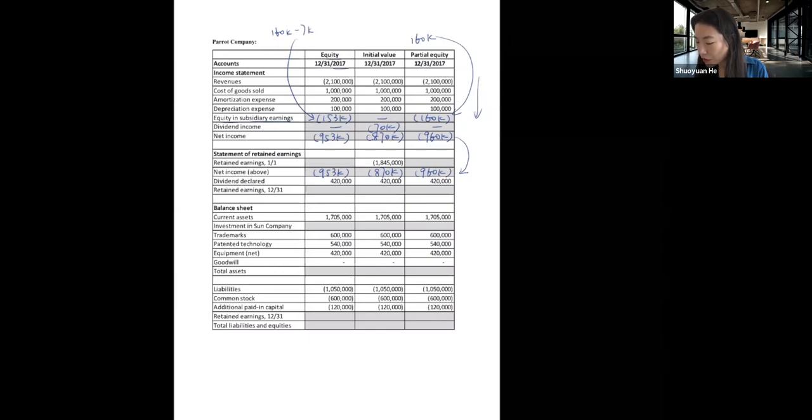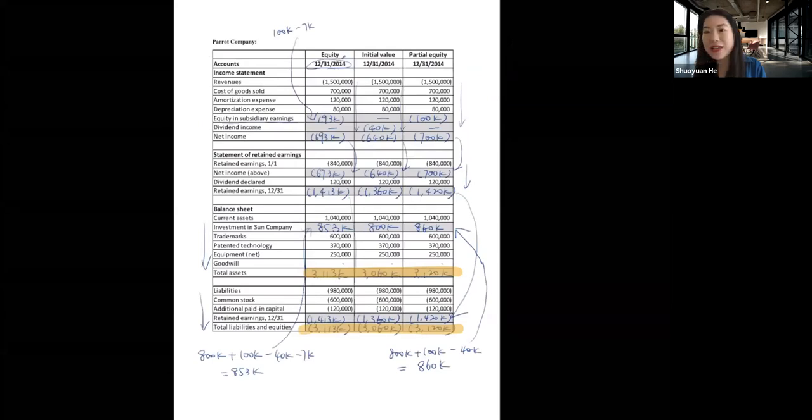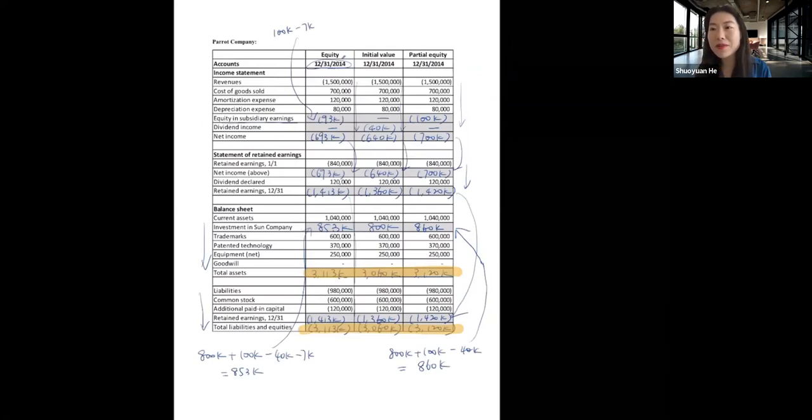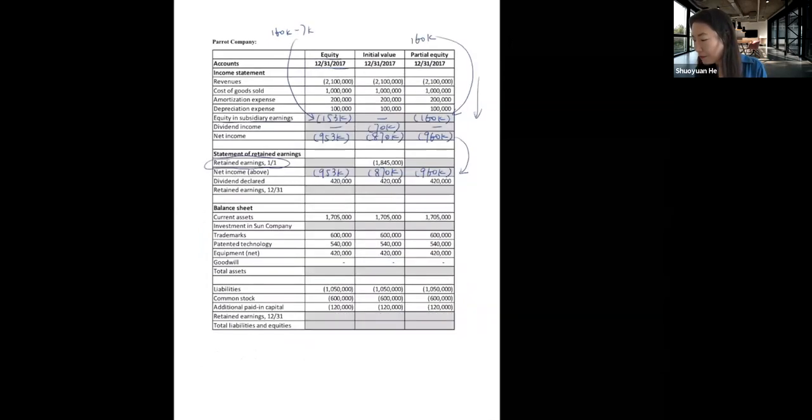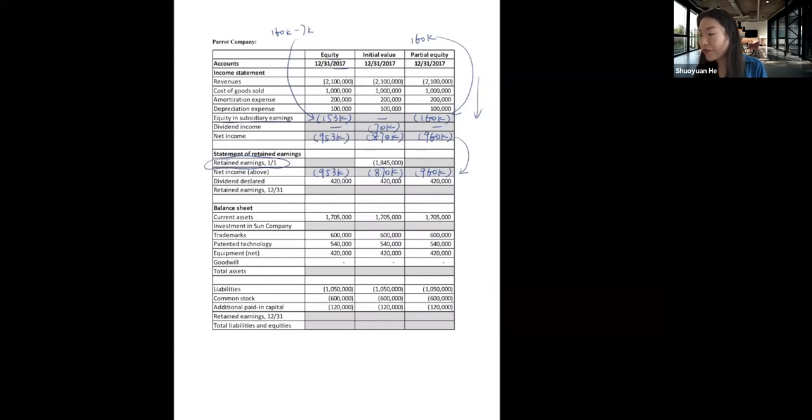And here, how do we figure out the beginning retained earnings? We do know all of the subsidiary's income and dividends, but we don't really know the parent's net income and earnings every year in between. So how can we figure out the beginning retained earnings? Here is actually a way to figure it out.